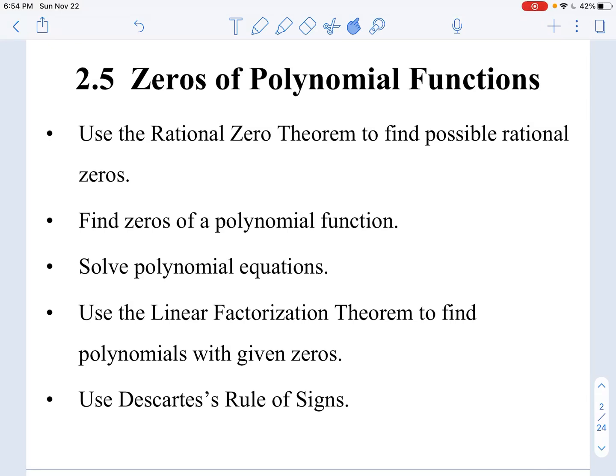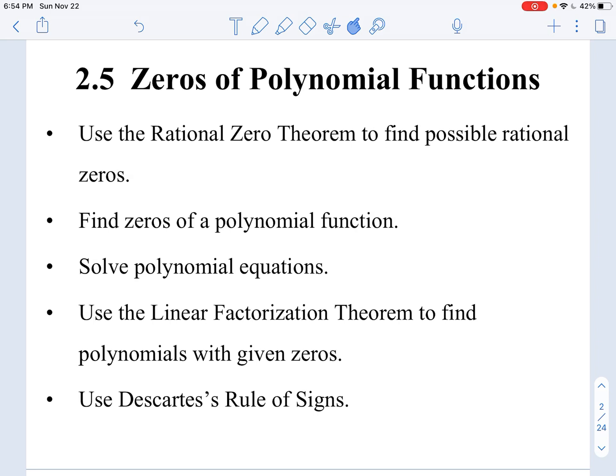Looking at section 2.5, zeros of polynomial functions, we are going to break this section into 3 days. So for today, we are going to look at using the rational zero theorem to find possible rational zeros. In the last section, we looked at a graph where we were able to identify a solution, and used synthetic division to start breaking that problem down to find the other solutions.